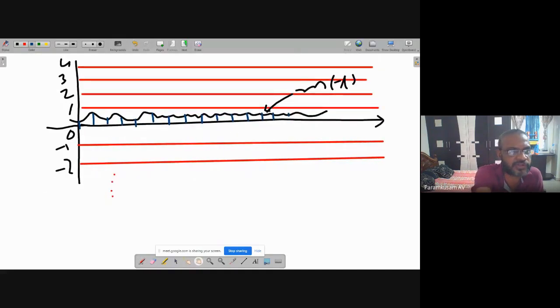Suppose the sample value is 0.4, that is mapped to 0.5. This sample value is 0.9, that is also mapped to 0.5. This sample is 0.6, that is also mapped to 0.5. So all the samples are mapped to 0.5. So if you draw the quantized output, you will get output like this.